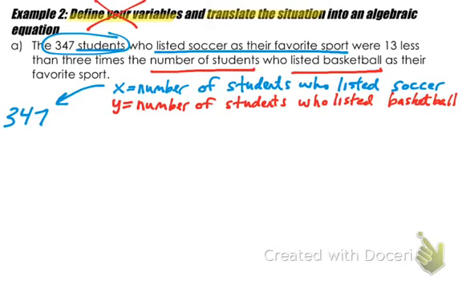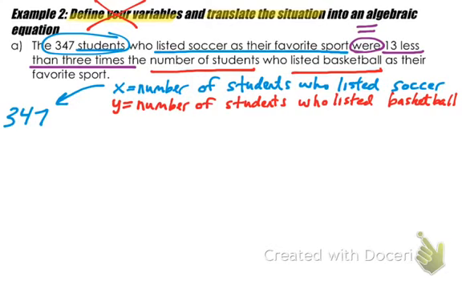Since we've already defined it, let's translate it. So we're looking at the number of students who listed soccer as their favorite sport were, and that "were" is your equal sign. Then this variable, the students who listed soccer as their favorite sport, equals 13 less than 3 times the number of students who listed basketball as their favorite sport.